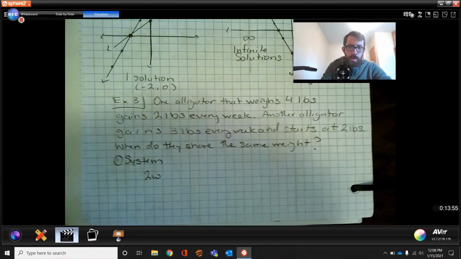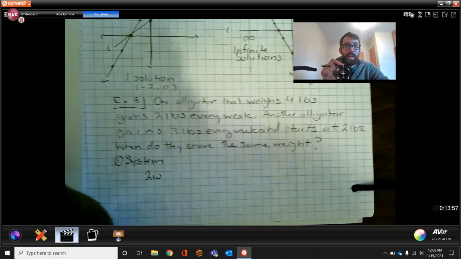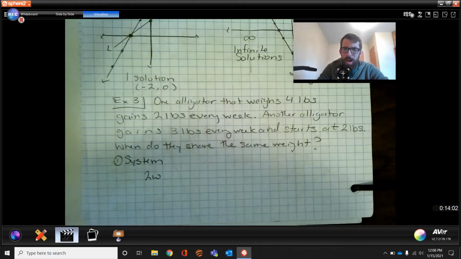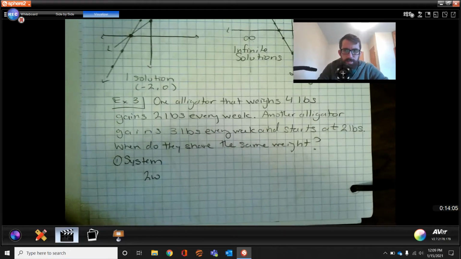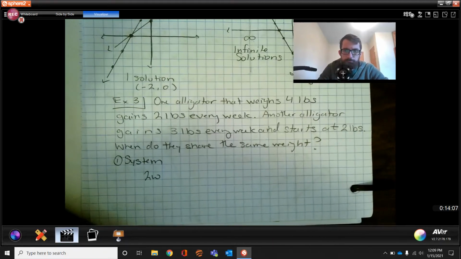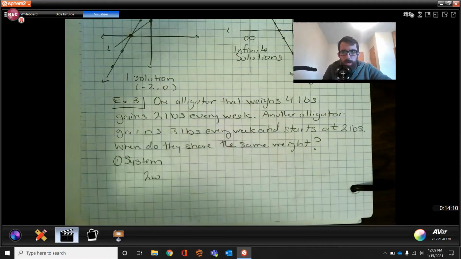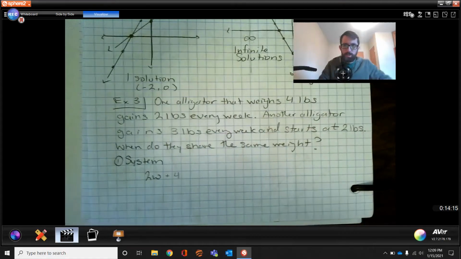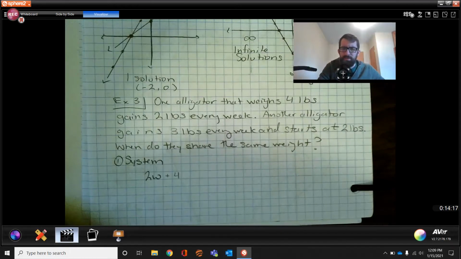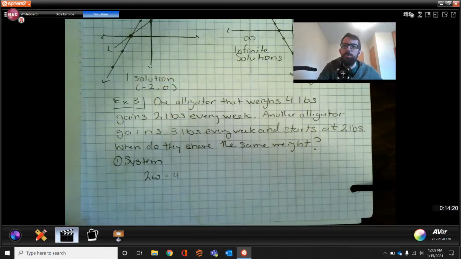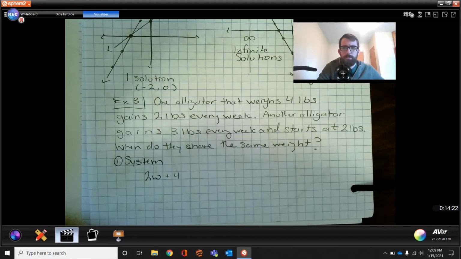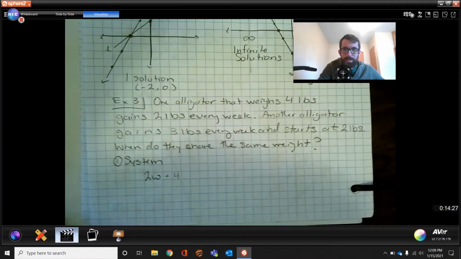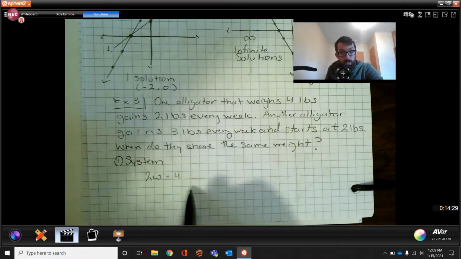Okay? Because every week it gains 2 pounds. Now, it says that it starts at 4 pounds. How do you think we would represent that in this equation? Yeah, we're going to add 4 pounds because that's kind of like the starting point. It's like you have $100 in your bank account and you gain $10 every week. So that 100 would be kind of like that y-intercept. Our y-intercept here is going to be 4.